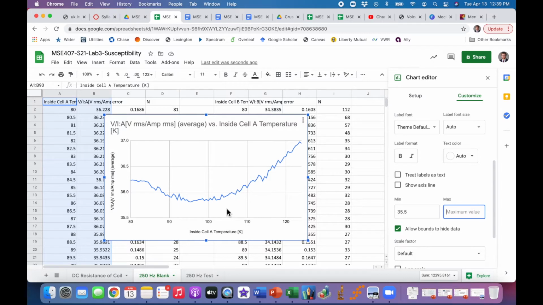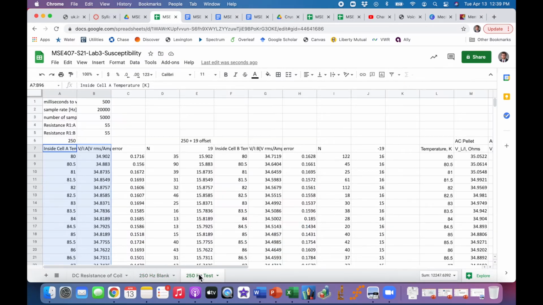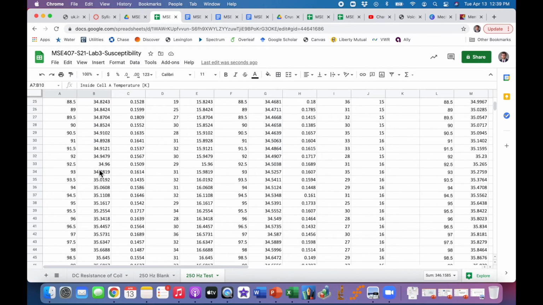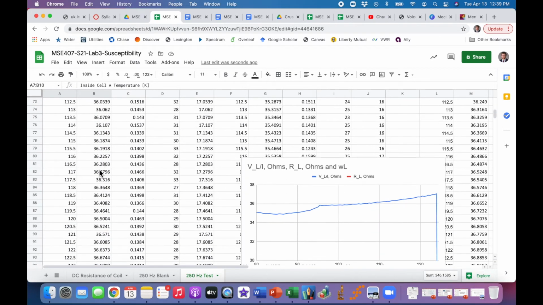But this is, again, without pellets. So this is what it would look like with nothing happening. So just the inductance as a function of temperature. All right. So now let's go to the test run. And so this is our sample. And again, I'm going to use the inside temperature because that's the one on the pellet. And I'm going to look at the V over I. And we can see how this compares to the sample we just looked at with no pellet.